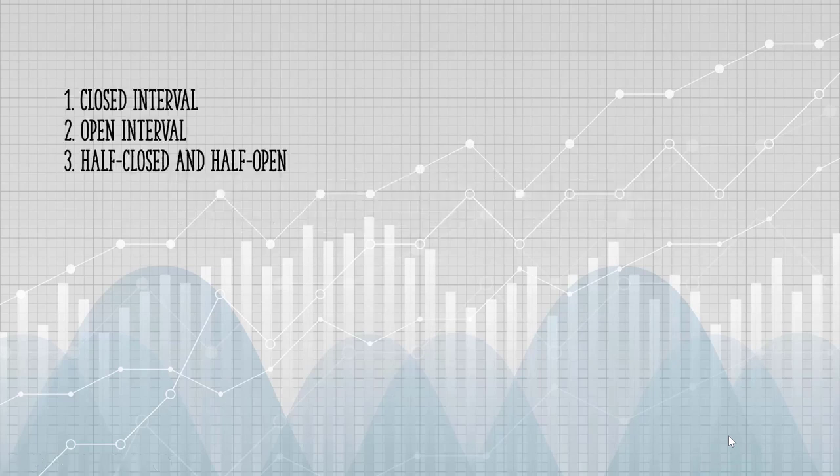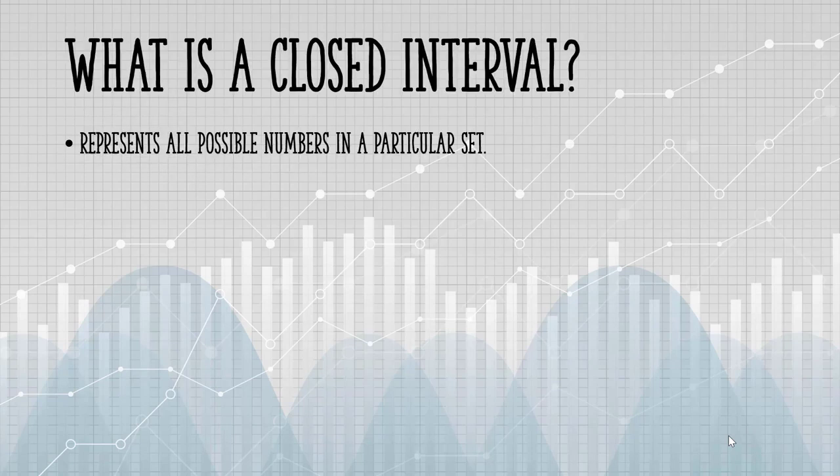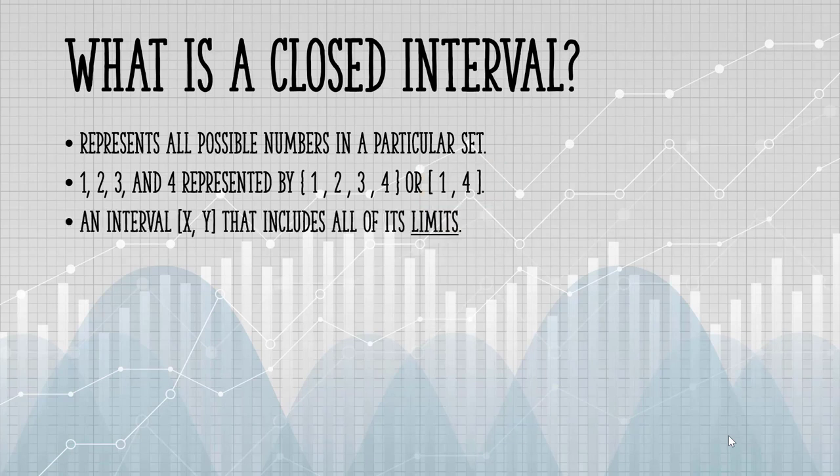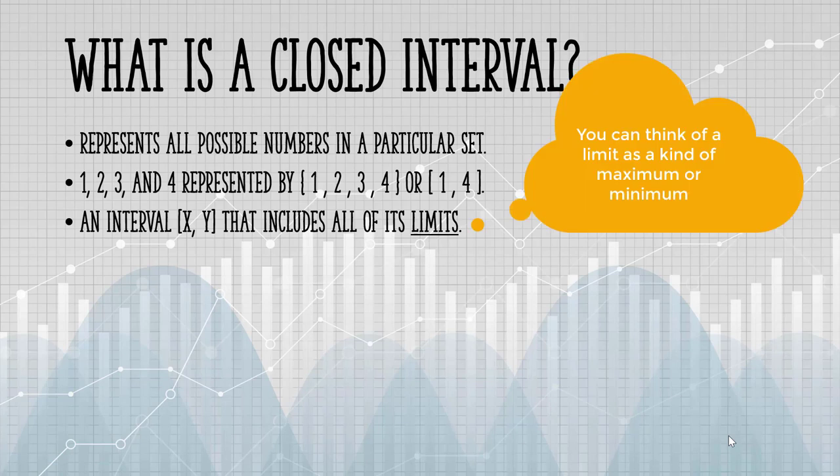In this video, I'll show you some examples of closed intervals, open intervals, and half closed or half open. In simple terms, a closed interval represents all possible numbers in a particular set. For example, the numbers 1, 2, 3, and 4 can be represented by this set. Or we can represent it with a closed interval inside brackets. More formally, the definition of a closed interval is an interval that includes all of its limits.